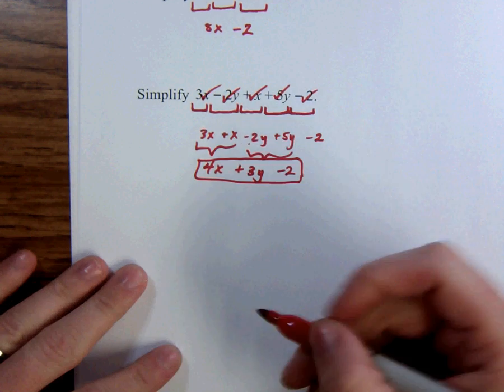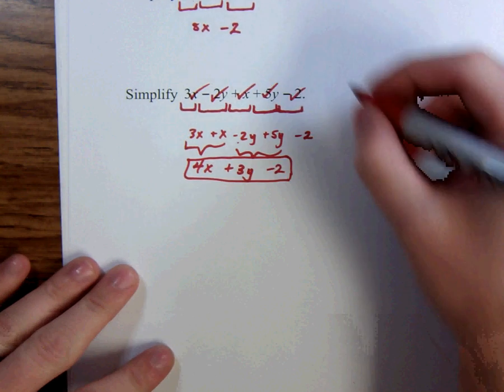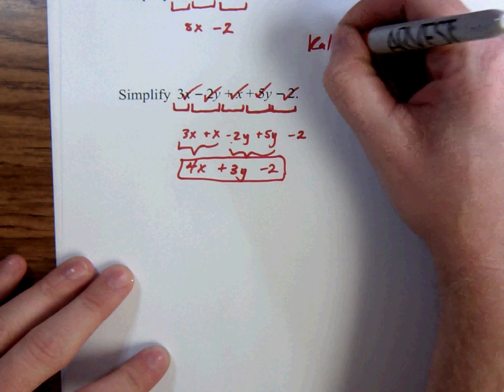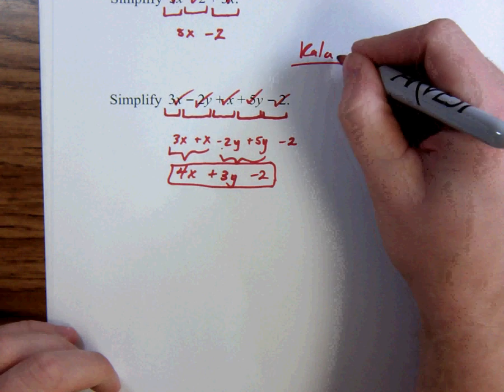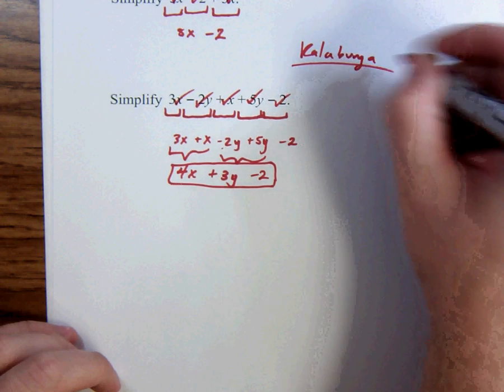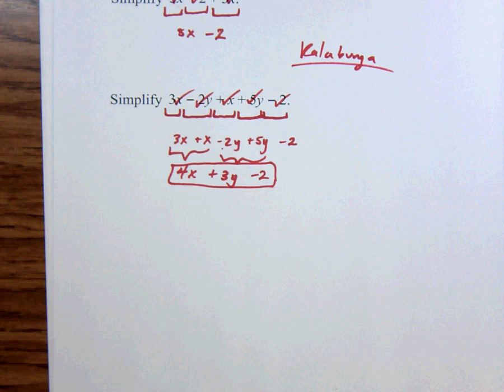So let's think of a different thing than yay. How about... I don't know how to spell Calabunga. Imagine that says Calabunga. Bunga, that's not it. Woohoo!